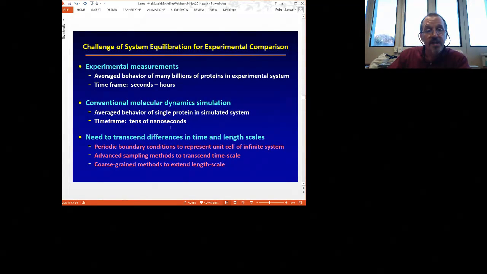And the way we do this is we use some clever ways with our simulation. First, we use periodic boundary conditions to represent a unit cell of a unit system.